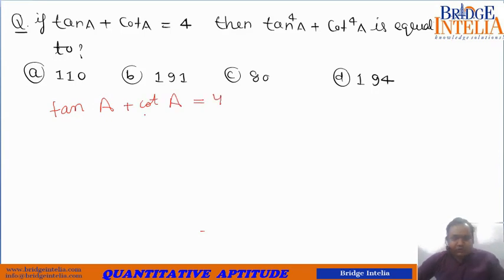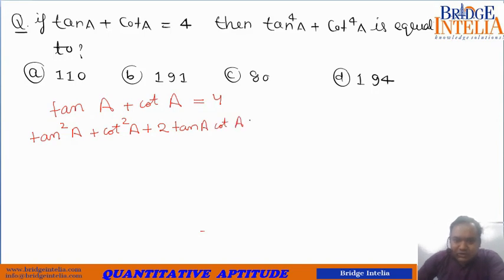Now what do we do? We square both sides of this equation. So if you square, what do you get? Tan square A plus cot square A plus 2 tan A cot A, because we have squared like (A plus B) whole square. That comes out to be equal to 4 square, which is equal to 16. Now you have succeeded in creating such a situation in which you get to multiply tan A with cot A so that they both cancel each other.